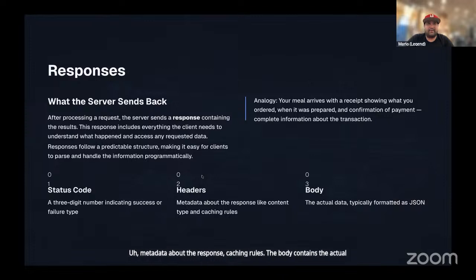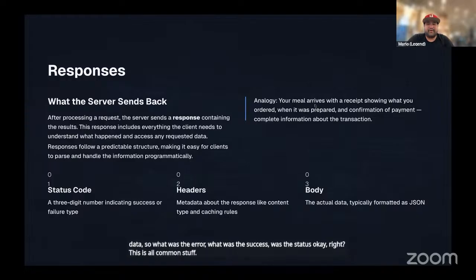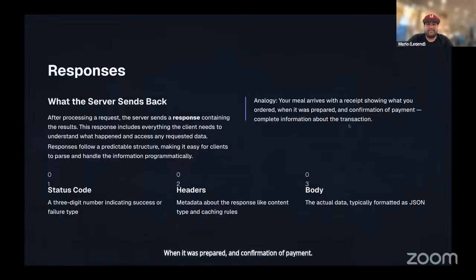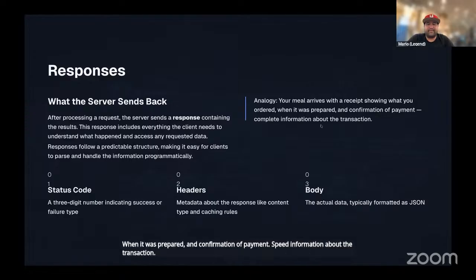So what was the error? What was the success? Was the status okay, right? This is all common stuff. So your meal arrives with a receipt showing what you ordered, when it was prepared, and confirmation of payment. Complete information about the transaction. That is a response from a REST API.